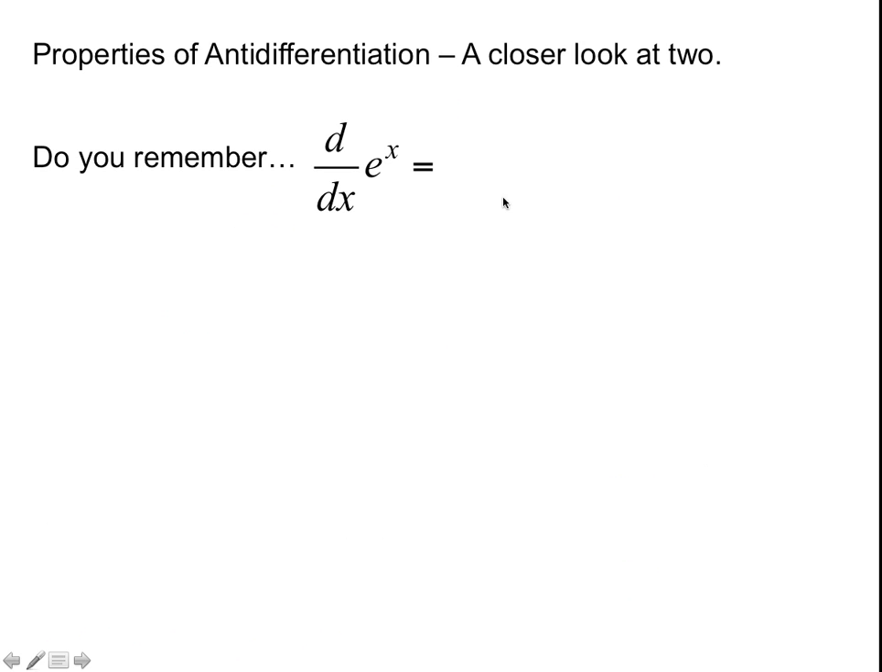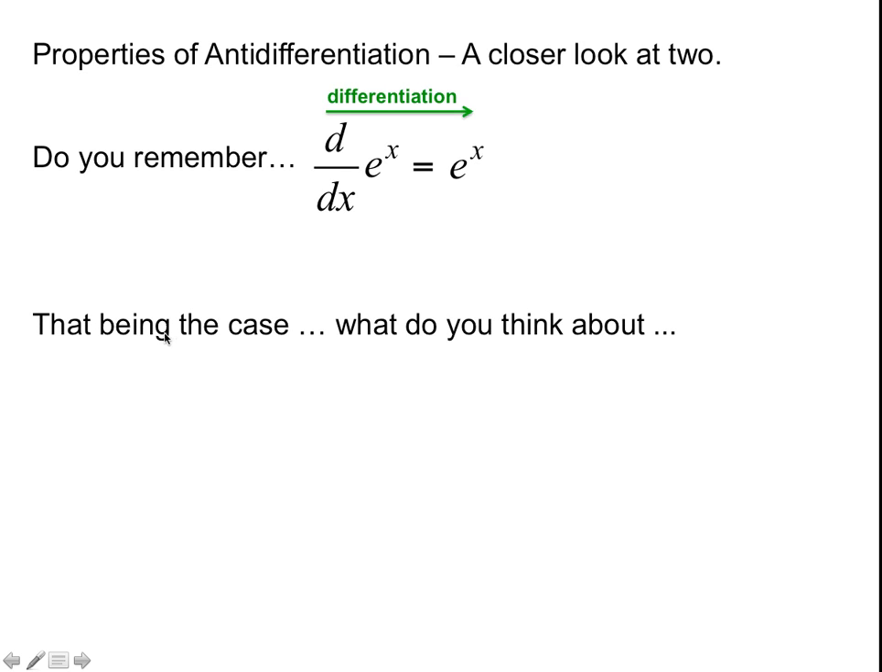Just a quick review here. Do you remember the derivative of e to the x? If you said e to the x, you are right. So that being the case, what do you think about reversing that process? How about the antiderivative of e to the x? In other words, can you move that way through this relationship? So the antiderivative of e to the x must also be e to the x.